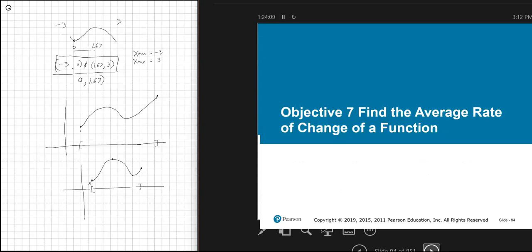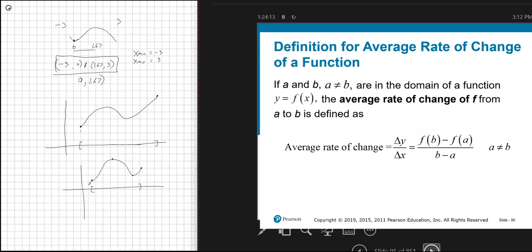Okay. Average rate of change. Here's the formula for average rate of change. Does it look familiar? It should look awfully familiar. Instead of saying a and b, what if it's x sub 1 and x sub 2? Instead of f of a, it's y sub 1. Instead of f of b, it's y sub 2.